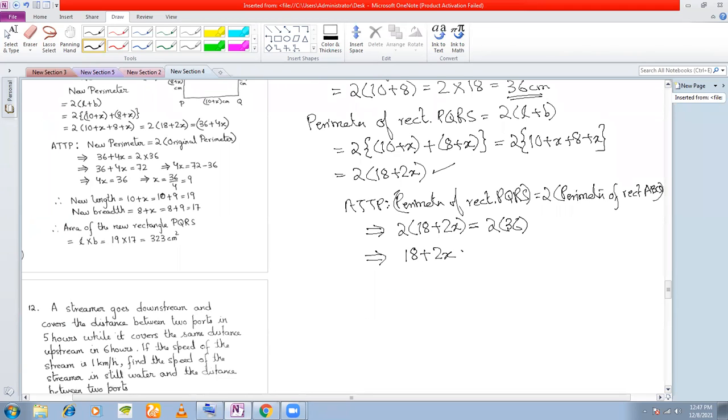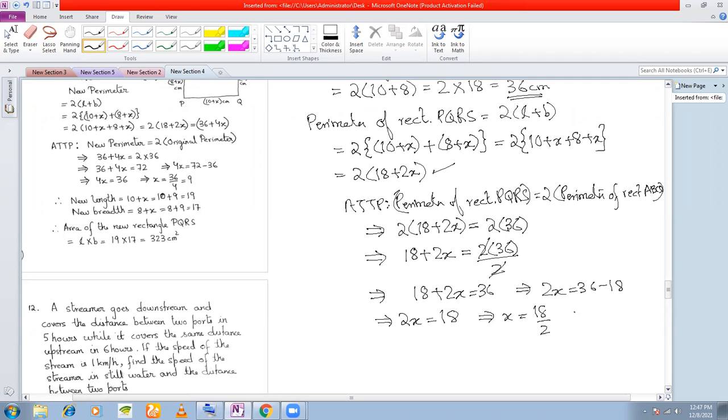Divide both sides by 2. So you get 18 plus 2x is equal to 2 into 36 divided by 2. Right? Now you can cancel this from here. So what are you getting? 18 plus 2x is equal to 36. So that means 2x is equal to 36 minus 18, and 36 minus 18 is 18. So 2x is equal to 18. That means x is equal to 18 by 2, that means x is equal to 9.